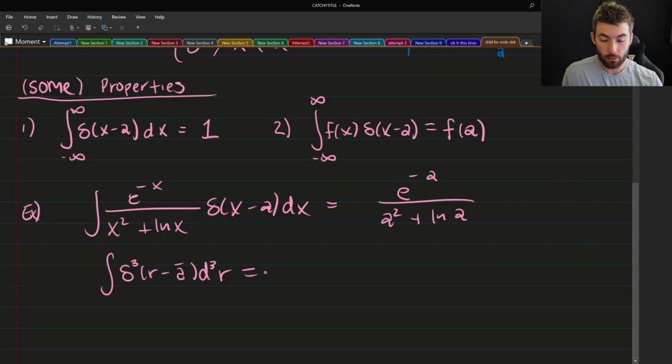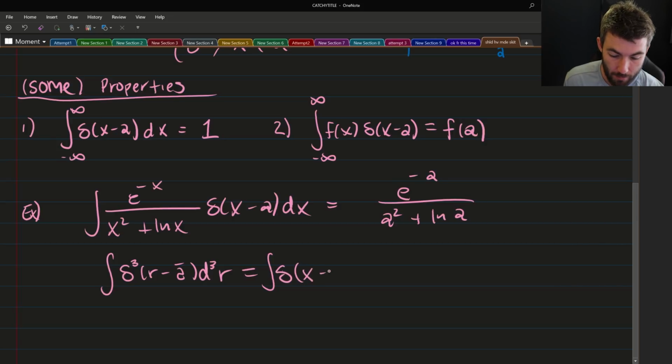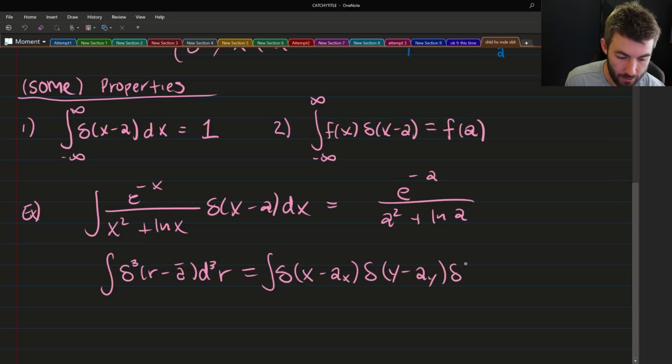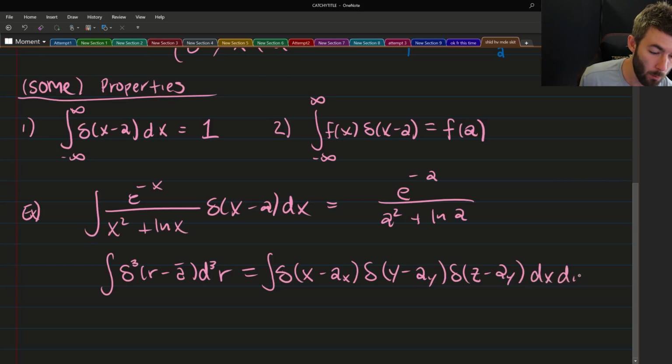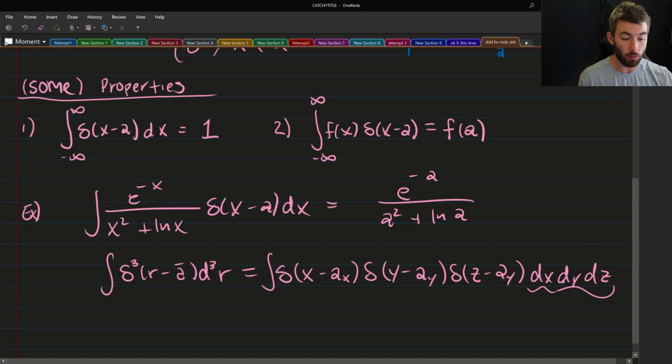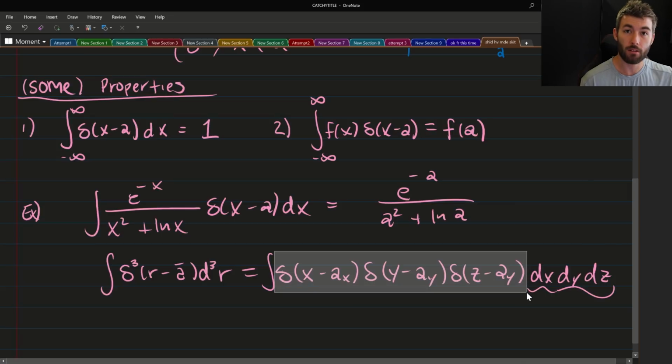This would be a three-dimensional delta function which you could unpack in the following way. It would be a delta of x minus some a sub x, delta of y minus a sub y, delta of z minus a sub z, dx, dy, dz. And again, if dx, dy, dz are really, if the measure has units of distance cubed, then this three-dimensional delta function has units of 1 over distance cubed, or 1 over volume.